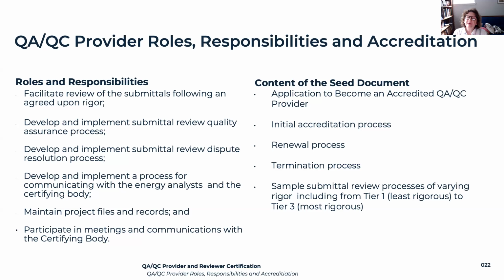Also, one of the pieces of feedback we received from the IBIP certification committee was that they asked us to define tentatively different levels of rigor that may be used to review submittals. So the SID document provides three tiers of review rigor, from tier one, least rigorous, to tier three, most rigorous, that programs that use modeling can adopt. Next slide, please.